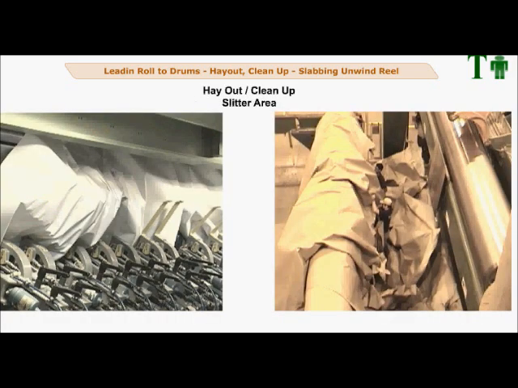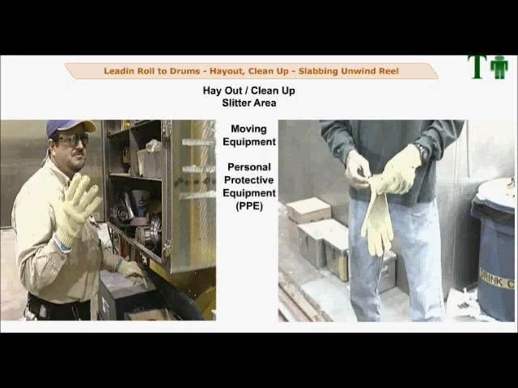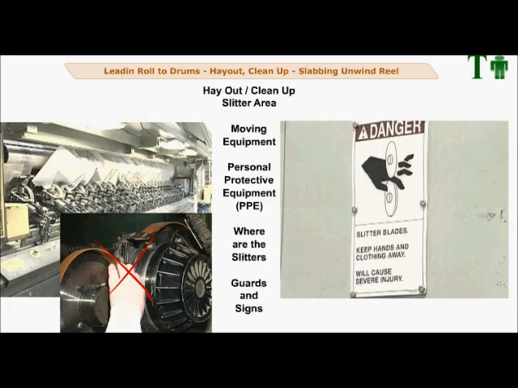When you are in the slitter area, be aware of all moving equipment and allow equipment to come to a complete stop. Be sure to wear your personal protective equipment, such as cut-resistant gloves for working on or around slitters, knives, sheet cutters. Always know where the slitters are in relationship to your own body parts. Make sure that the proper guarding and signage is in place.